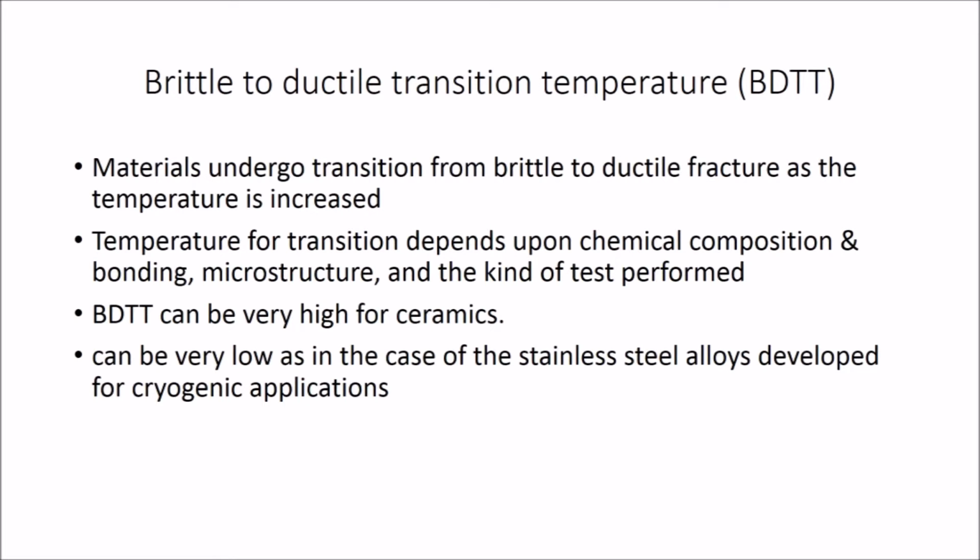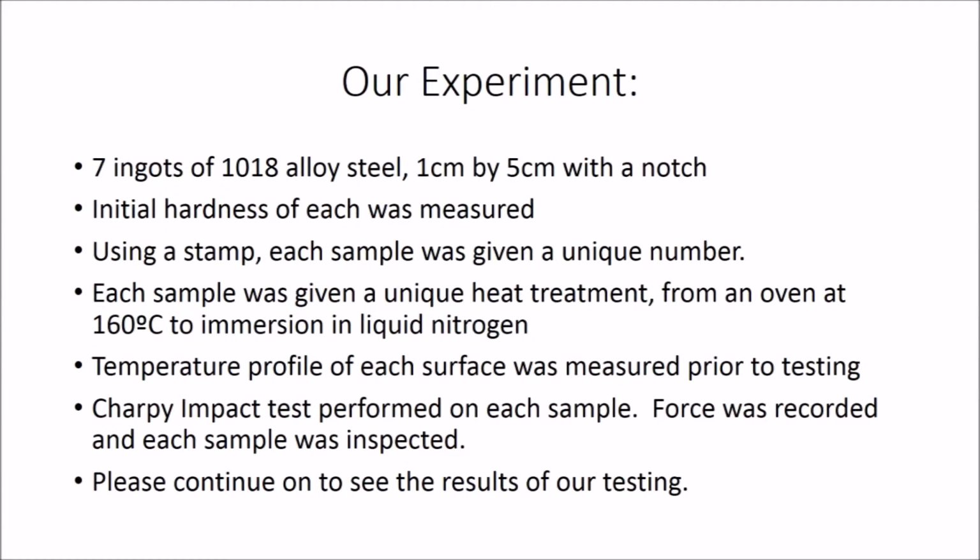Our experiment consisted of 7 ingots of 1018 alloy steel with dimensions of 1 cm by 5 cm, with a notch on one of the long ends. Initial hardness of each sample was measured. Then, using a stamp, each sample was given a unique tracking number. Each sample was then given a unique heat treatment, ranging from an oven at 160 degrees Celsius to immersion in liquid nitrogen. The temperature profile of each surface was measured prior to testing.